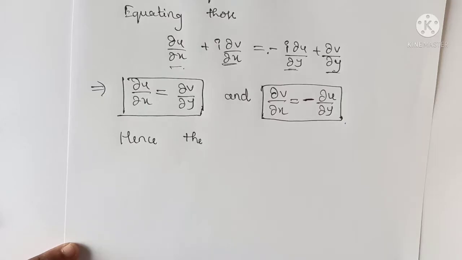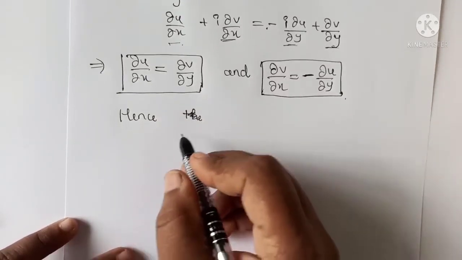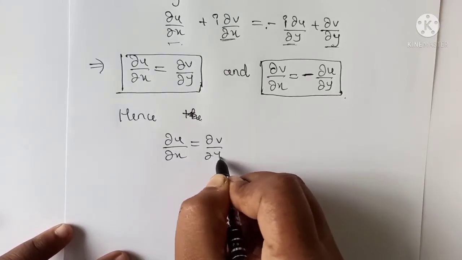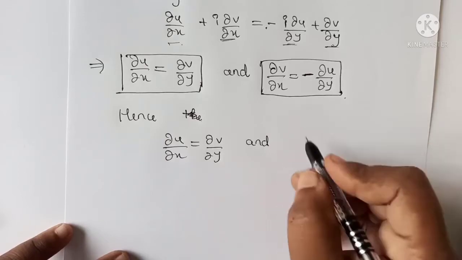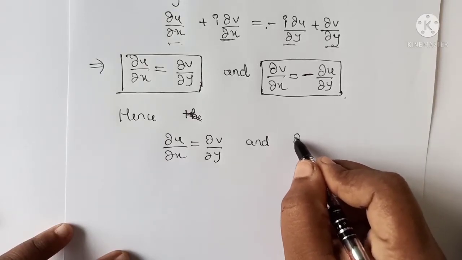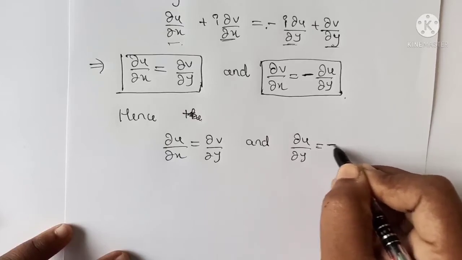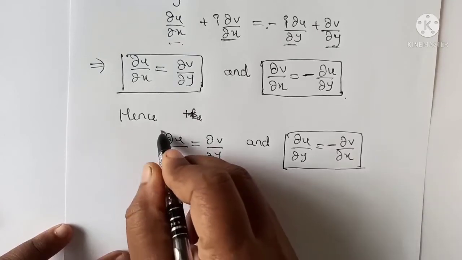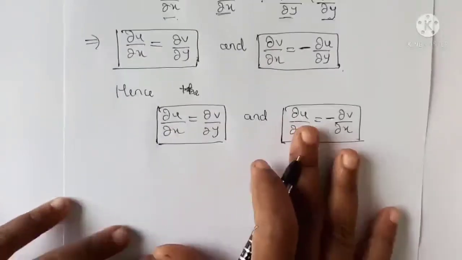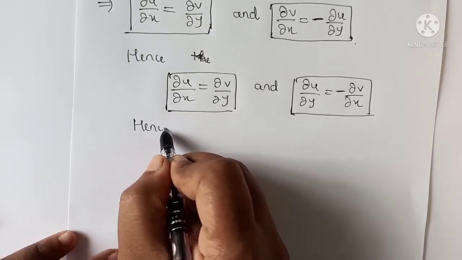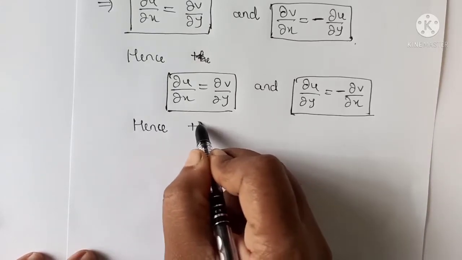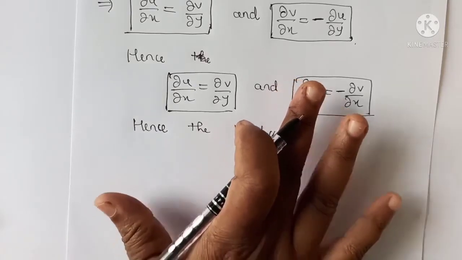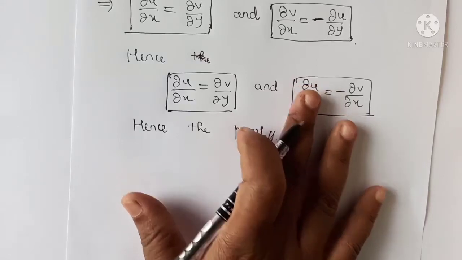Hence we can write it as dou u by dou x equals dou v by dou y, and dou u by dou y is equal to minus dou v by dou x. We can write in both forms, and these are called the CR equations. So we complete this proof, and this completes the necessary condition for f of z to be analytic.